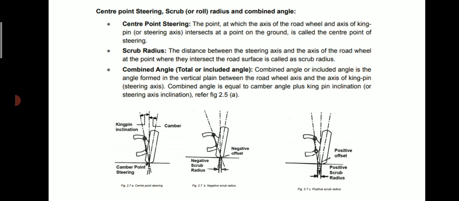What is center point steering? The point at which the axis of the road wheel and the axis of the kingpin intersect at a point on the ground is called the center point of steering. Scrub radius: the distance between the steering axis and the axis of the road wheel at the point where they intersect the road surface is called the scrub radius. And combined angle, or total or included angle. Combined angle or included angle is the angle formed in the vertical plane between the road wheel axis and the axis of the kingpin. Combined angle is equal to the camber angle plus kingpin inclination. Refer to all these figures for understanding.